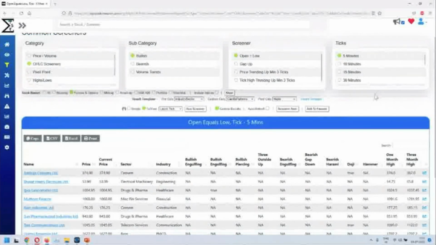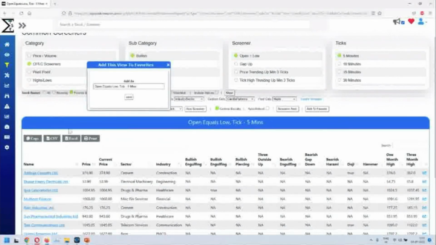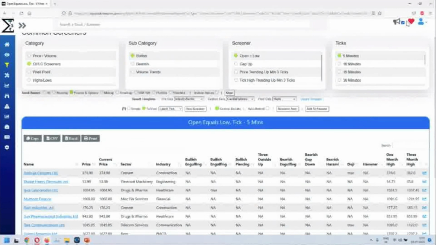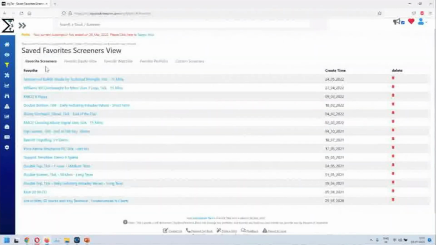Right? If you want to directly go to these screeners, there are 2 ways. One is add to watch list. Open is equal to low, 5 minutes, click. You save it, it goes directly into your favorites. Right? Now, once you add this, there are 2 places to look at it.